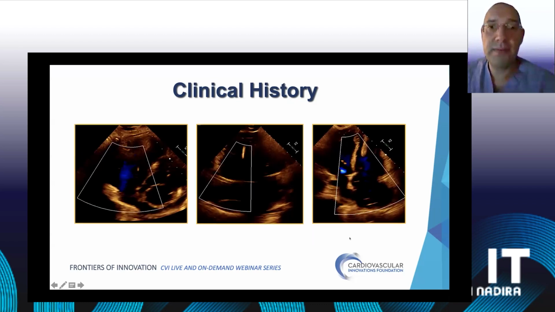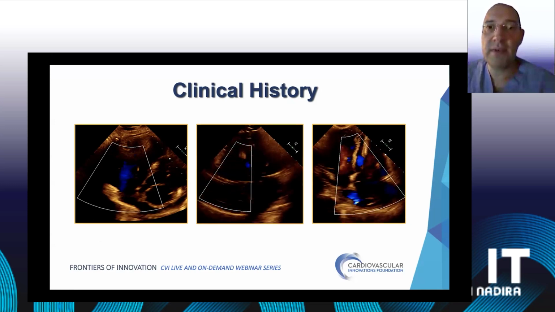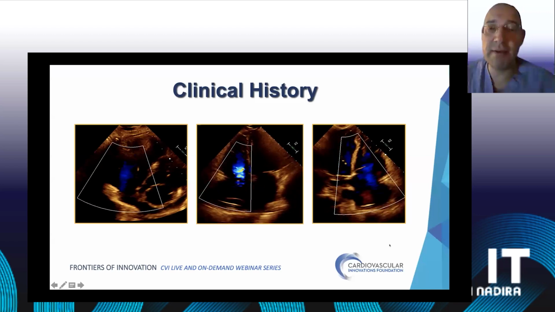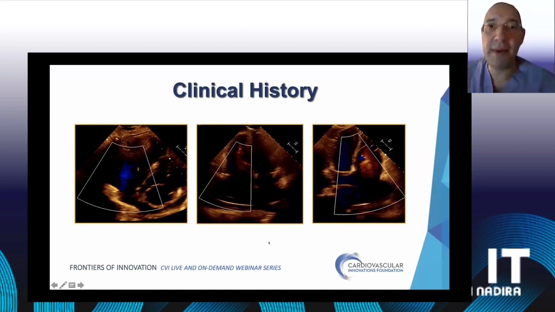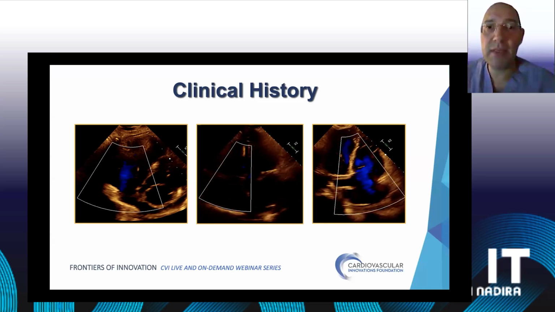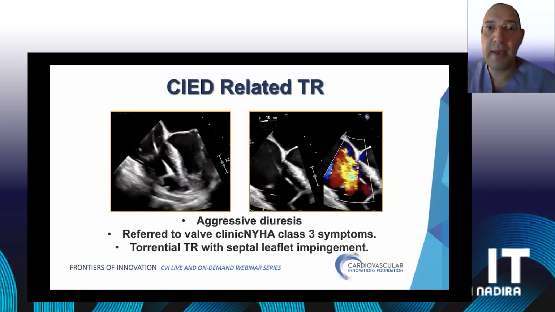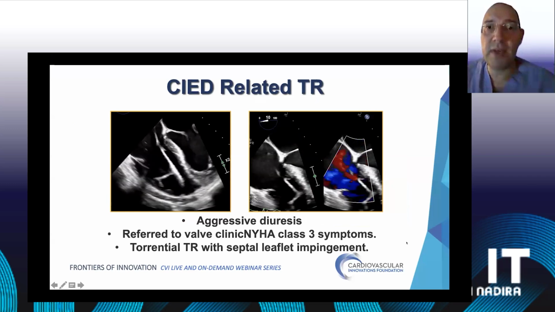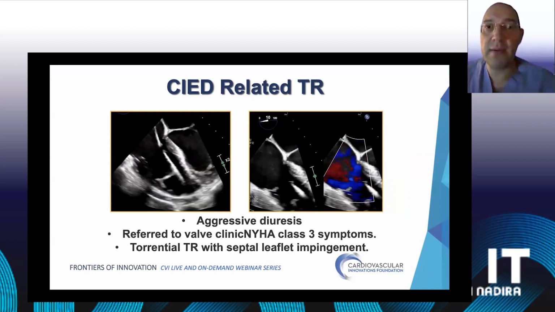I'll go next. And this is her echo. It is hard to see, but you can see severe TR. And again, I'm an interventional cardiologist, so severe, massive, torrential are beyond my pay scale. But I call them pretty bad TR, and I think that this is pretty bad TR. And you can see that there is a lead impinging on the leaflet. Next, please. And this is the TEE, showing severe TR and septal leaflet impingement with the lead.